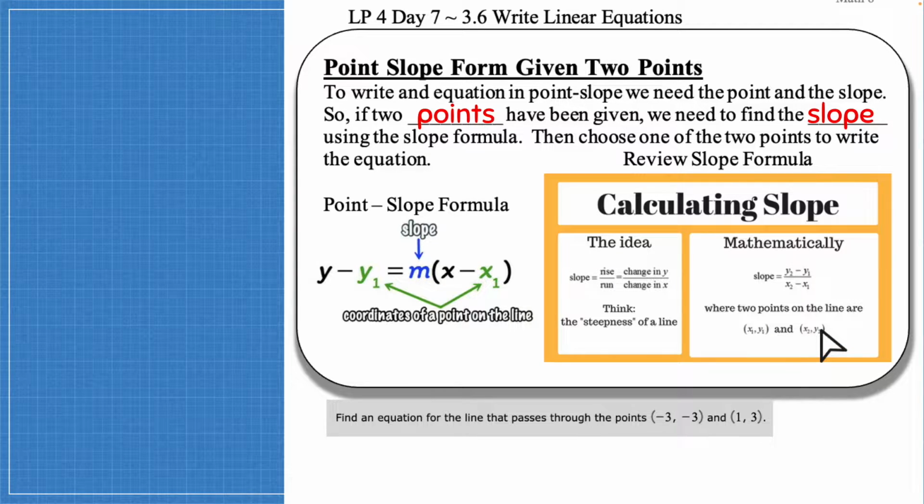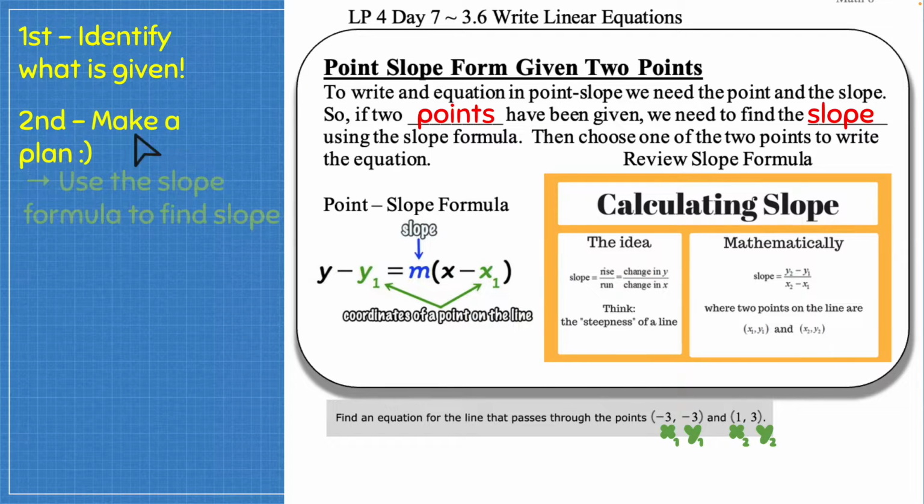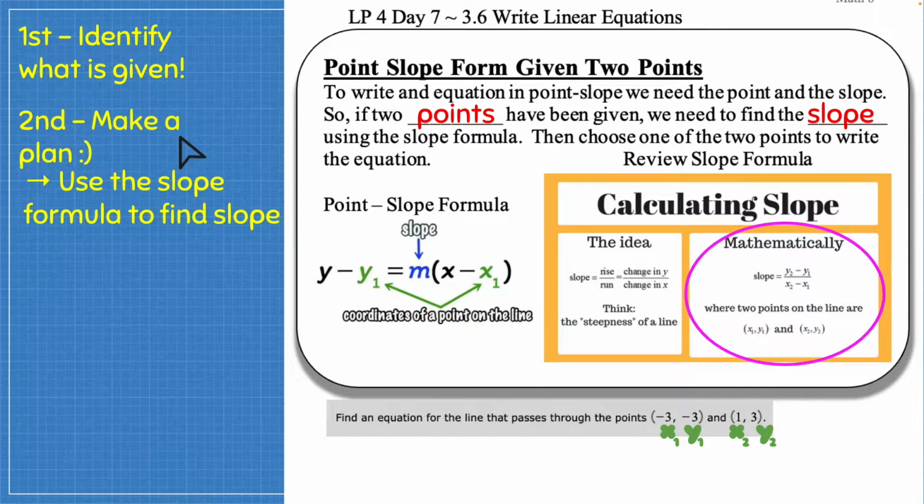All right, so let's go ahead and practice this so that we can see it. It says find an equation for the line that passes through points (-3, 1) and (3, 3). First, we're going to identify what's given. Well, we were given x1, y1, and x2, y2, so we were given our x and y coordinates for 2 points. I need a point and I need a slope in order to use this equation. 1 point, 1 slope. So we're going to make a plan. Since I know what I need, I'm going to use the slope formula to find the slope. That's going to be my plan.